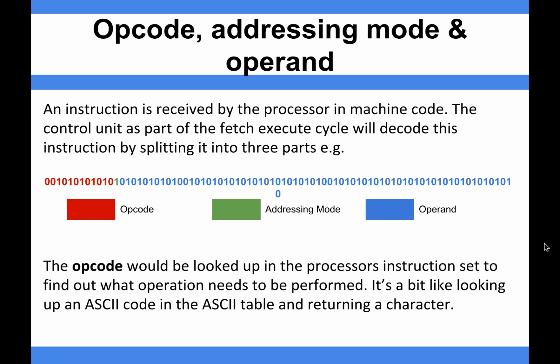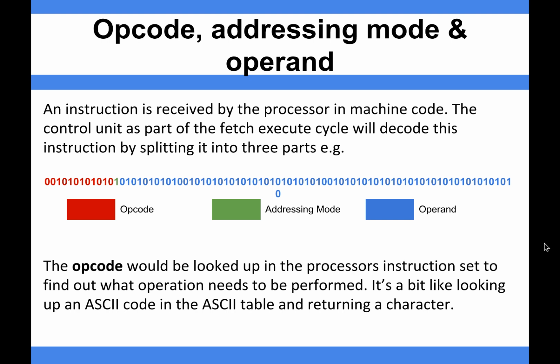Okay, so opcode, addressing mode, and operand. So start with opcode. You get this instruction that's received by a processor, and your instructions are always going to be in machine code. The control unit, as part of the fetch-execute cycle, is going to decode this instruction by splitting it into three parts: opcode, addressing mode, and operand.